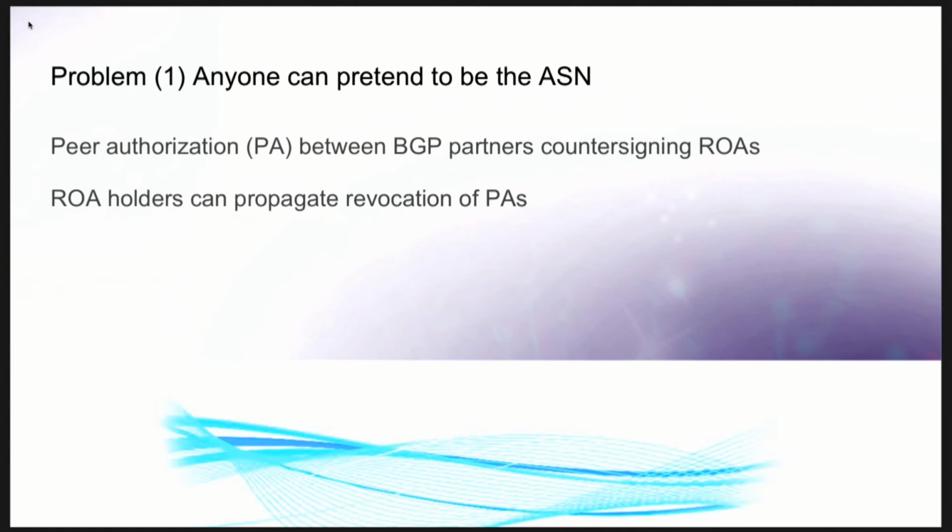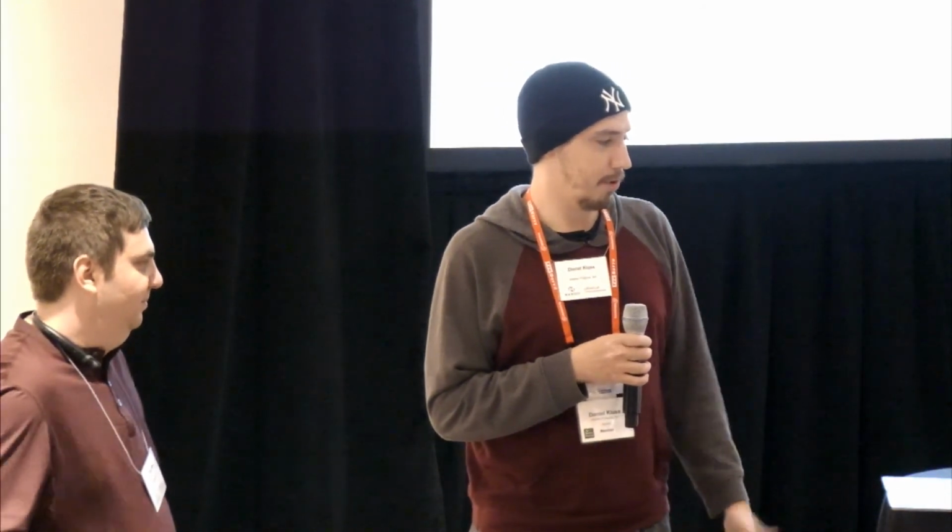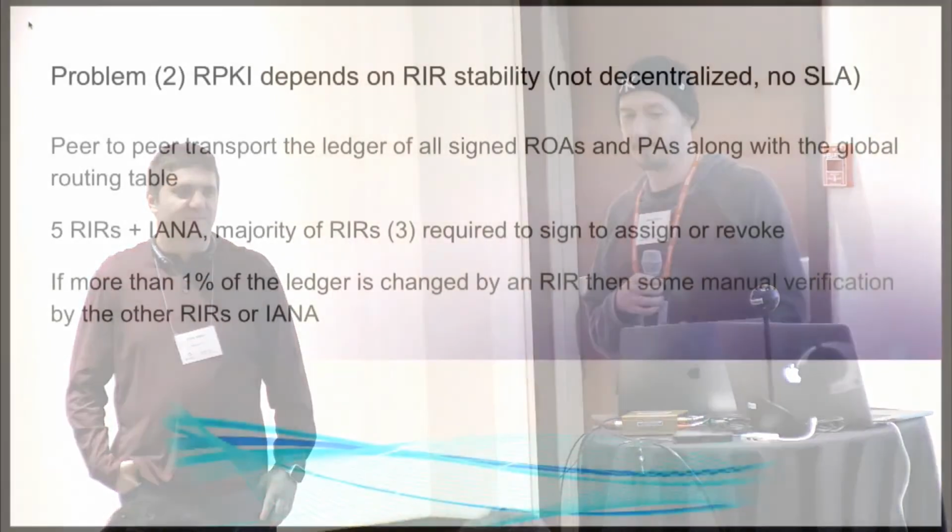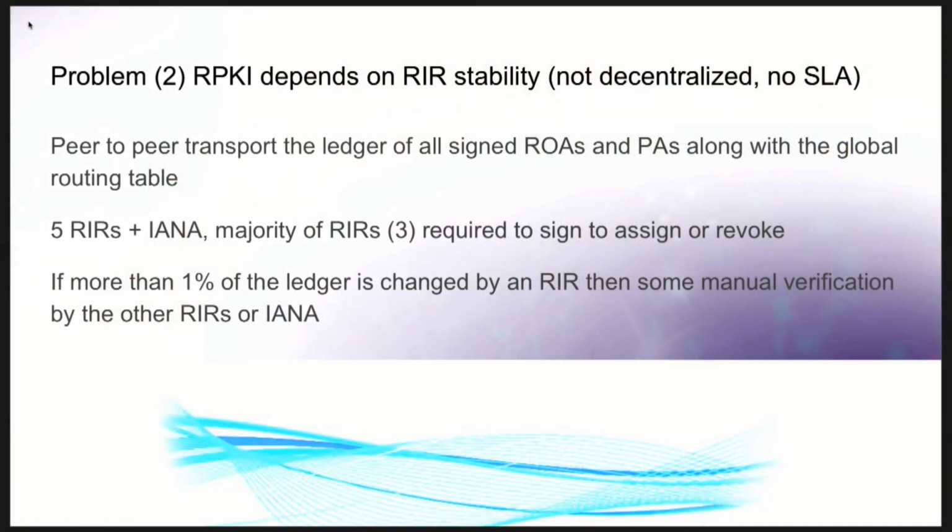And the RIOs can also propagate revocation, so if you don't want them to announce your ASN, you know, five levels deep or whatever it is, you just turn that off. And problem number two is, it depends a lot on the stability of the RIRs. This is a peer-to-peer transport of the ledger of all the signed RIOs and PAs along with the global routing table. And because all those things propagate already, you can add a little bit of information to it and it'll still propagate throughout the whole world.